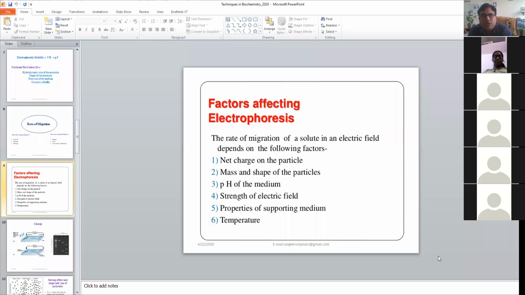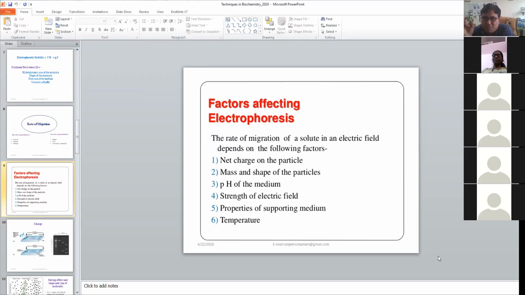Okay. So I was telling you some of the factors which affect electrophoresis are the net charge on the particle. Whether it is a protein, RNA or DNA, it influences the movement or migration of your particle. Then mass and shape of the particle. SDS-PAGE is a very popular technique used for proteomic characterization. This mass is also used for the identification of the molecular weight of an unknown protein. Similarly, in case of DNA and RNA, we use this to find out the size.